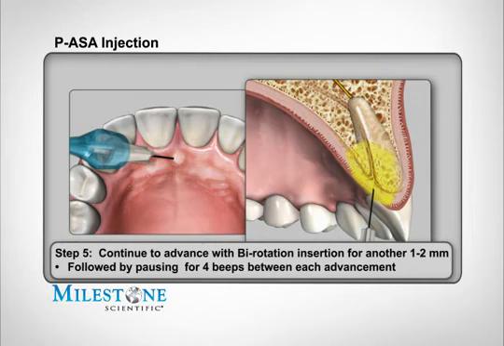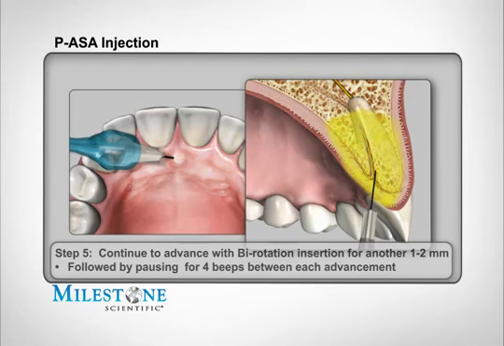Step 5. Continue to very slowly penetrate the palatal tissue with a gentle back and forth movement while simultaneously advancing another 1 to 2 millimeters before pausing once again. It should take anywhere between 8 to 12 seconds to reach bone, depending on the thickness of the palatal tissue.